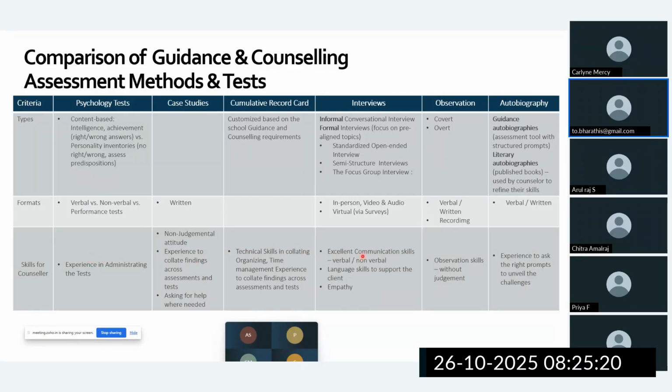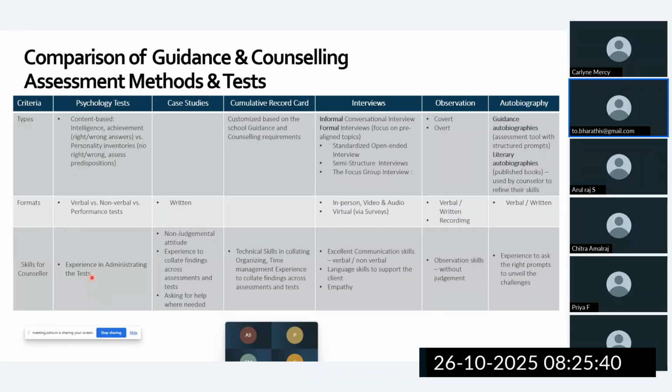It doesn't mean it is only these skills that are required, but predominantly what is critical for a counselor when they are going to use these things, right? So very important is experience in administering psychology tests, plus knowing when to use what. That is going to be very important. Knowledge plus experience. I will change that also.